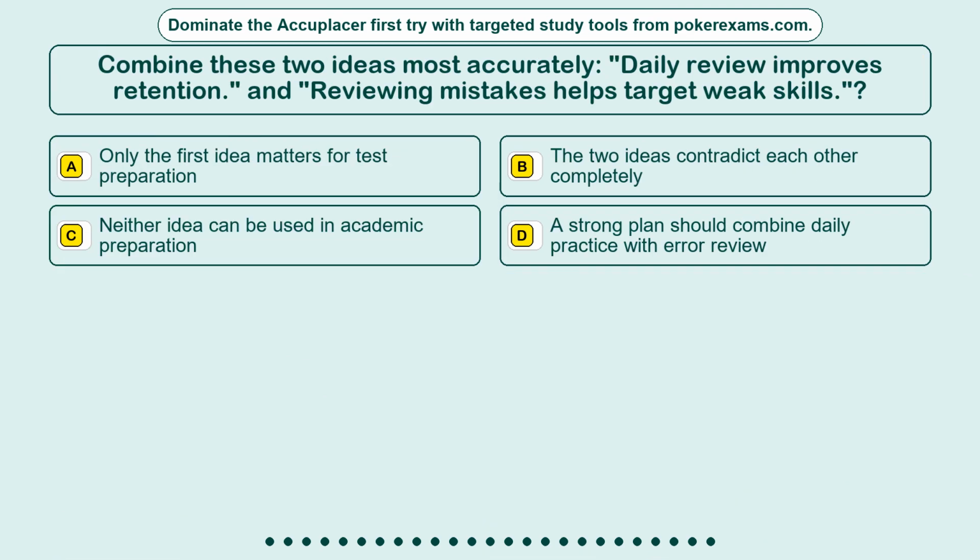Question 17. Combine these two ideas most accurately. Daily review improves retention, and reviewing mistakes helps target weak skills. Option A. Only the first idea matters for test preparation. Option B. The two ideas contradict each other completely. Option C. Neither idea can be used in academic preparation. Option D. A strong plan should combine daily practice with error review.